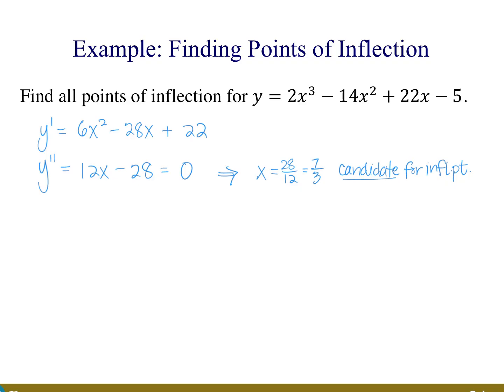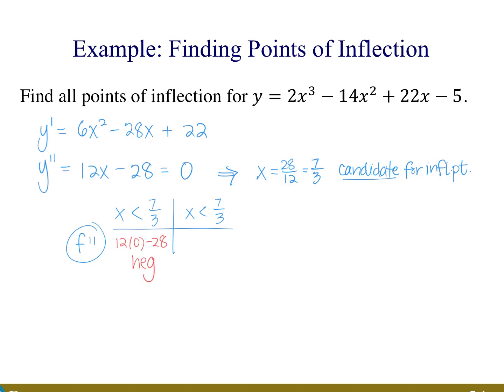The way we're going to tell if it's an inflection point is we make an interval chart before and after. So x values less than 7/3 and x values greater than 7/3. And we're going to check that in the second derivative. So I'm going to pick something less than 7/3. I'm going to pick 0. But I'm going to plug it into the second derivative, not the first derivative. So I'm going to have 12 times 0 minus 28. That's going to give me a negative value.